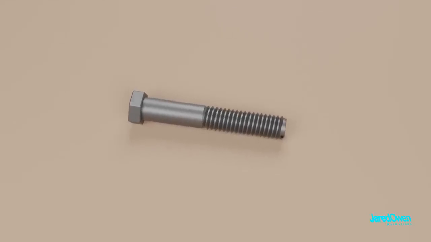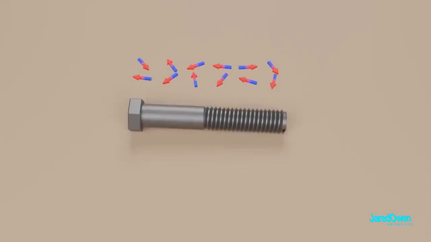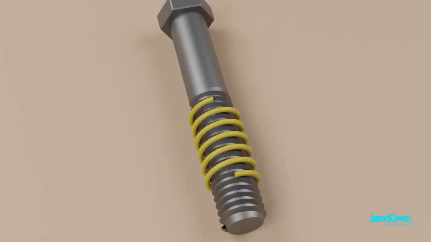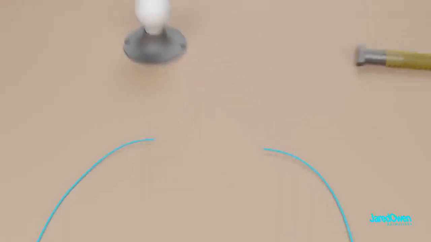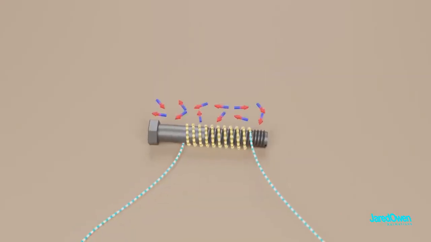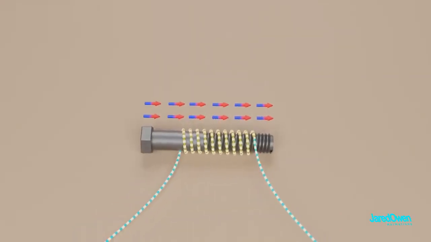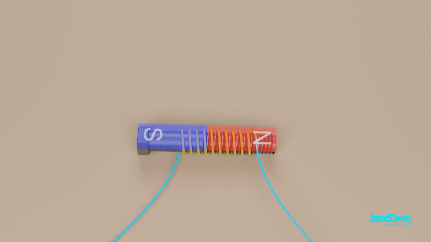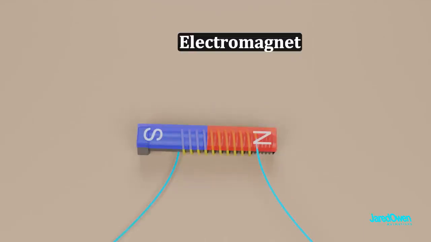Here's a metal bolt which is not a magnet. It's made up of magnetic domains, but they are pointing in random directions. Now let's take a wire, wrap it around several times, and then create a circuit. The current through the wires forces the magnetic domains to line up. That means we've just made a magnet, or more specifically, an electromagnet.